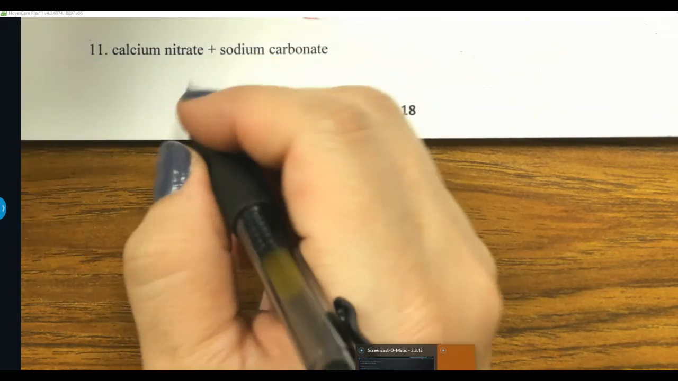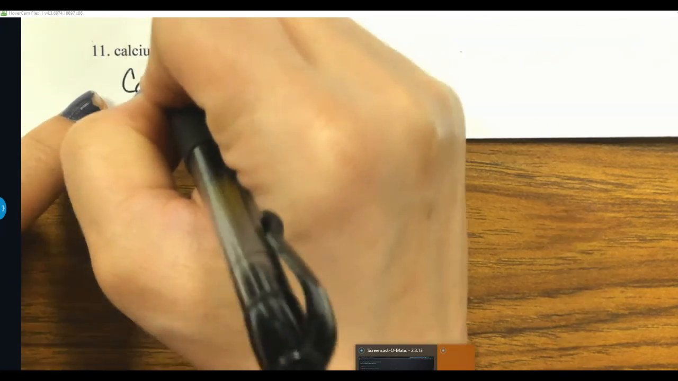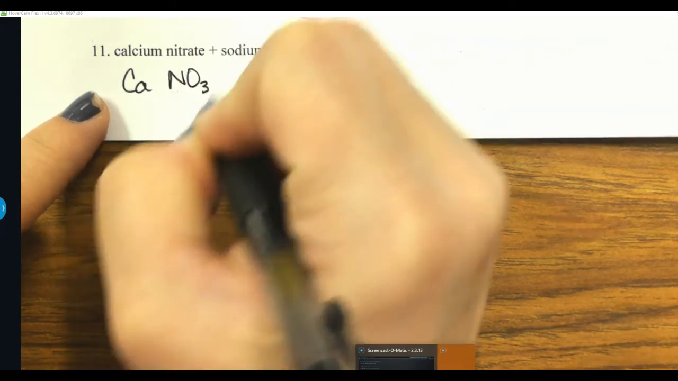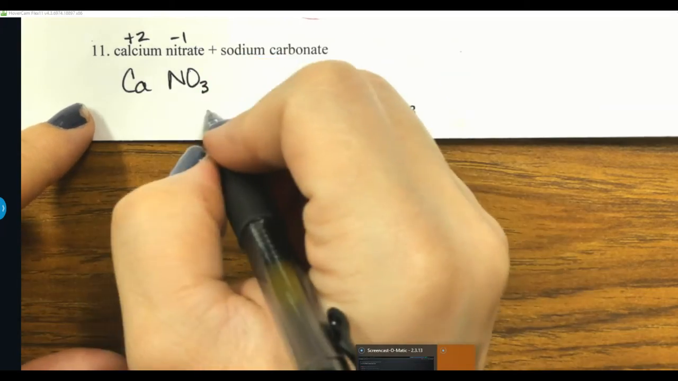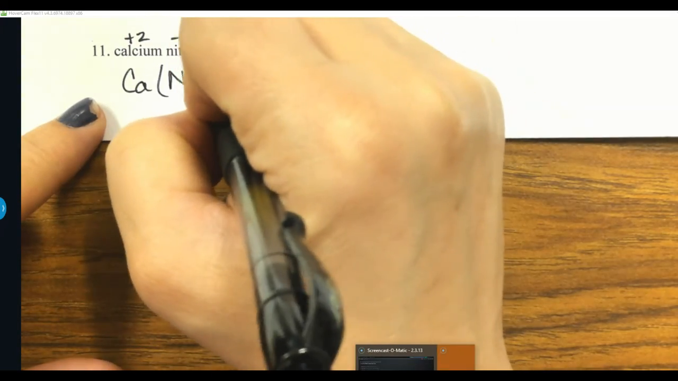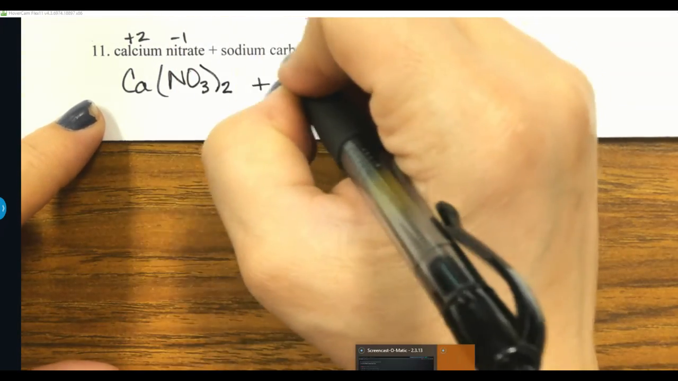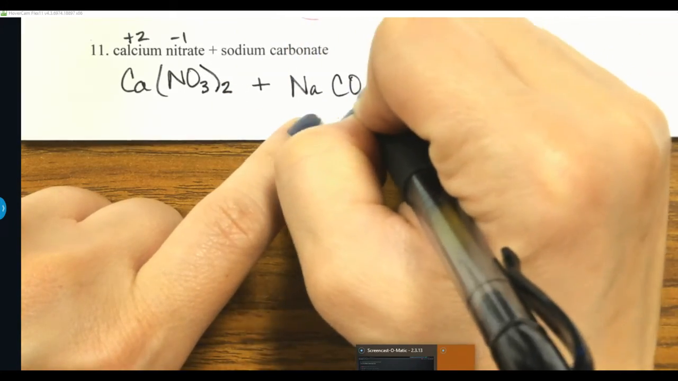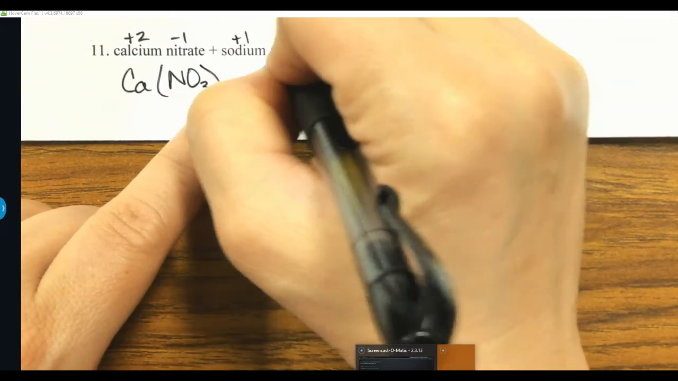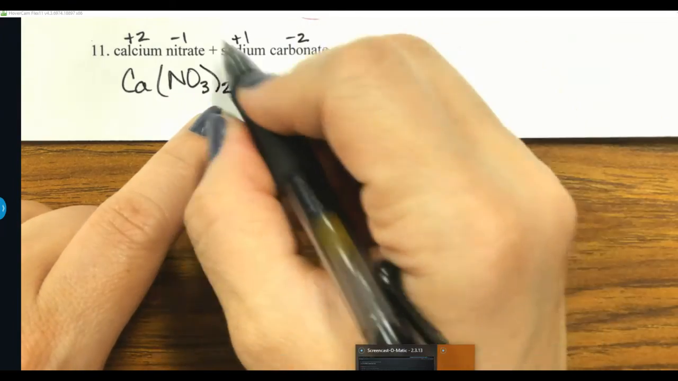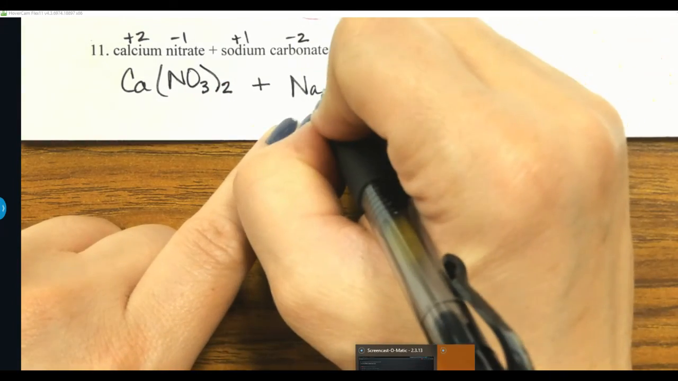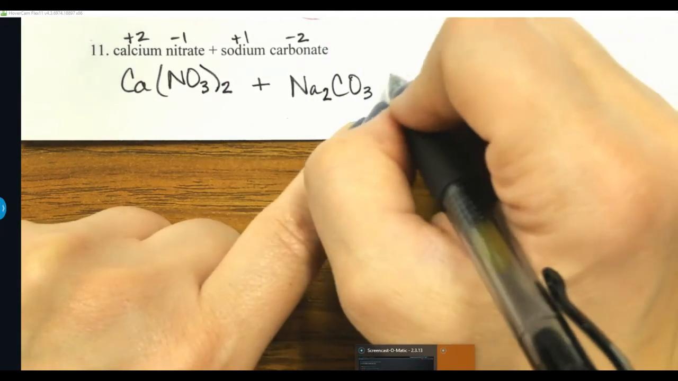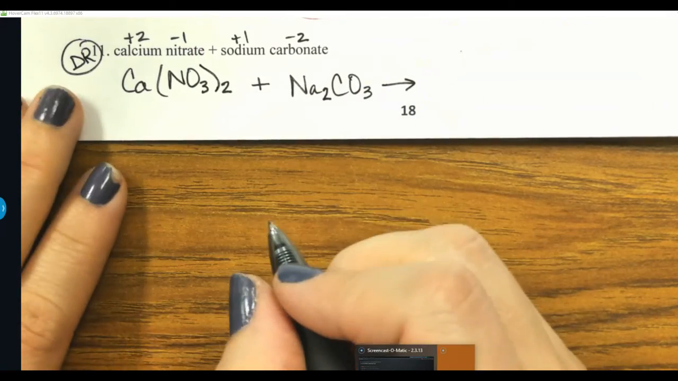Last one, number 11, we have calcium nitrate. Calcium's plus 2, nitrate is a minus 1. When you crisscross, we'll get 2 nitrates plus sodium and carbonate. Sodium is a plus 1, carbonate is a minus 2. Crisscross means I need a 2 here. Yields. This is a double replacement reaction.